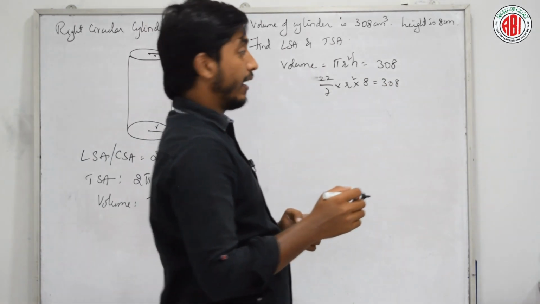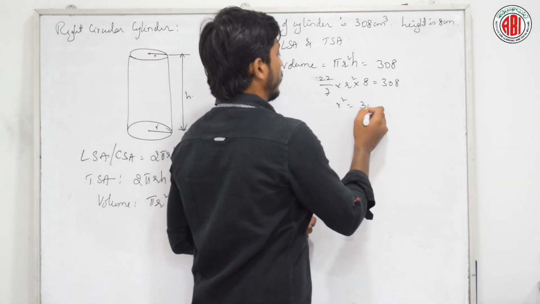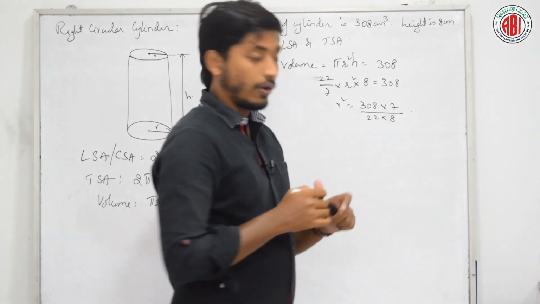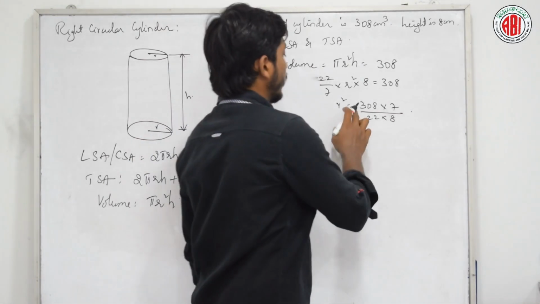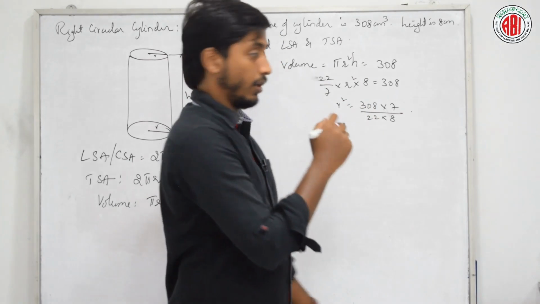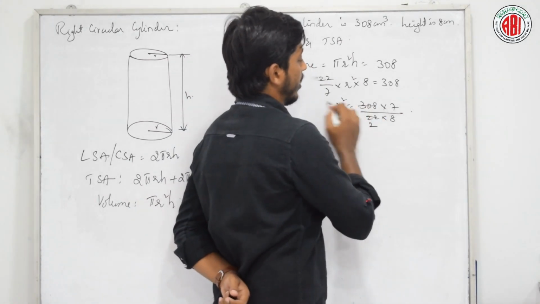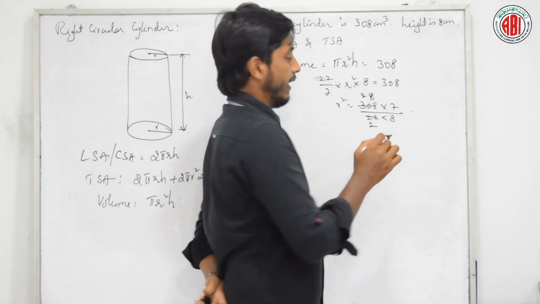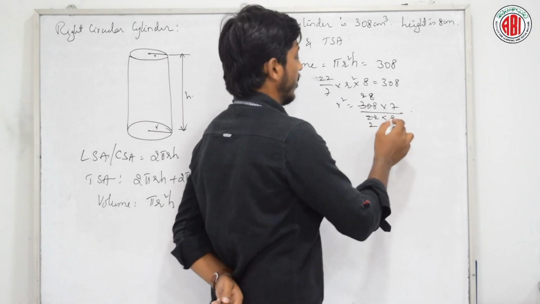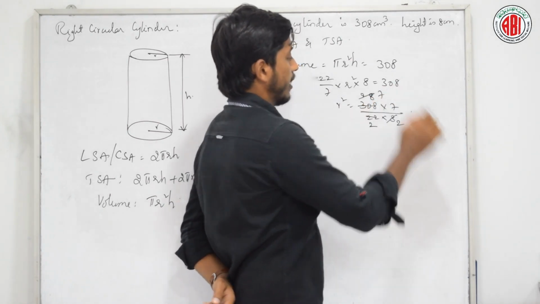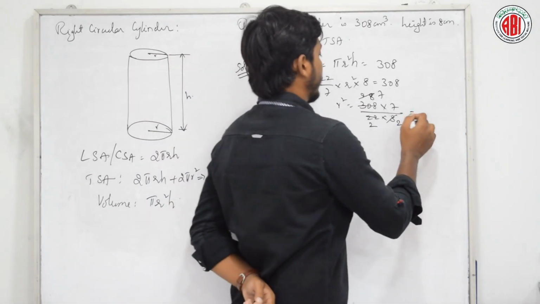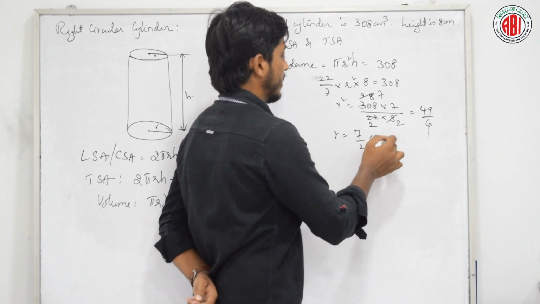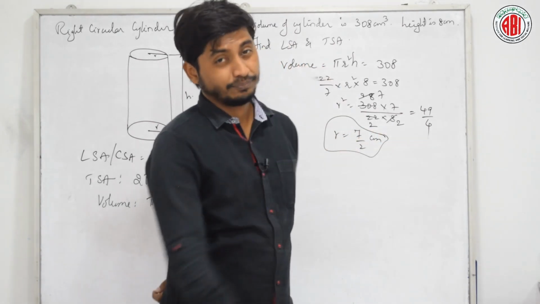Let us multiply it. R square is equal to 308 into 7 by 22 into 8. Now tell me how do we divide? Let's go in 11 table check. 3 plus 8, 11, it will go. 11 2s are 22, and 11 8s are 88. Done. Now 4 2s are 8, 4 7s are 28. Which is nothing but 49 by 4. Therefore, r is 7 by 2 centimeter. Is it clear?